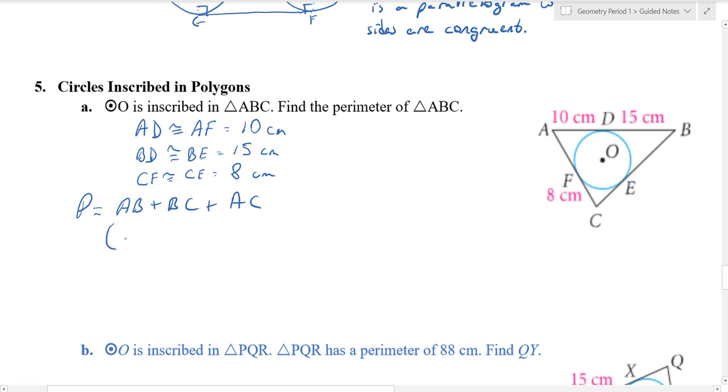AB happens to be AD plus BD. BC happens to be BE plus CE. And AC happens to be AF plus CF.